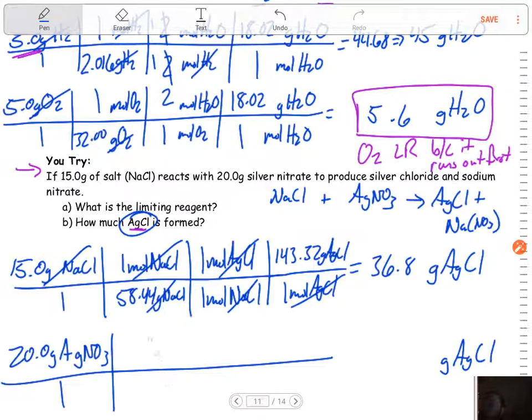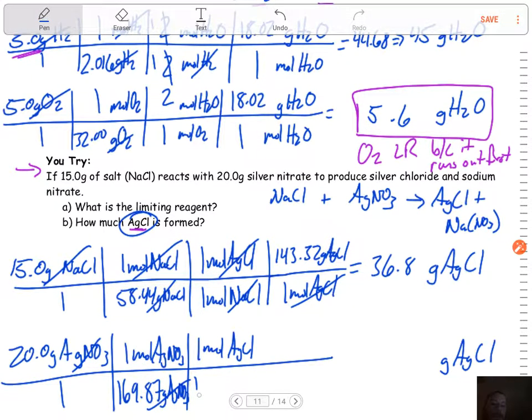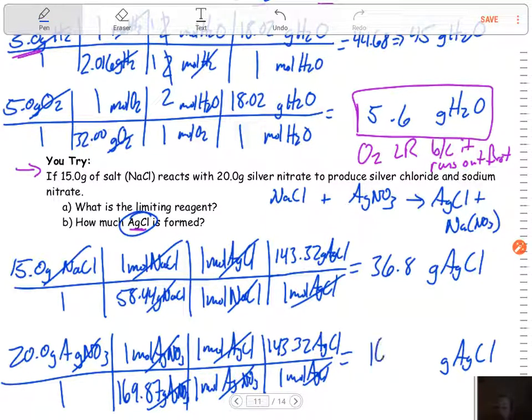Now down here, 1 mole of AgNO3 is about 169.87 grams of AgNO3. That cancels out. My mole ratio is 1 to 1. Those cancel out. And then my last one is the same molar mass because it's the same substance that I went to in the previous one. Those cancel out. And then my final answer when I do the math is about 16.9 grams. So when I take a look here, which one is my limiting reactant?